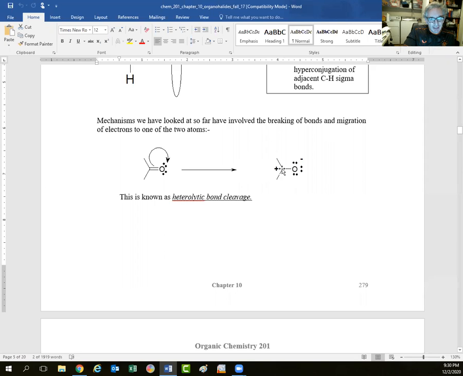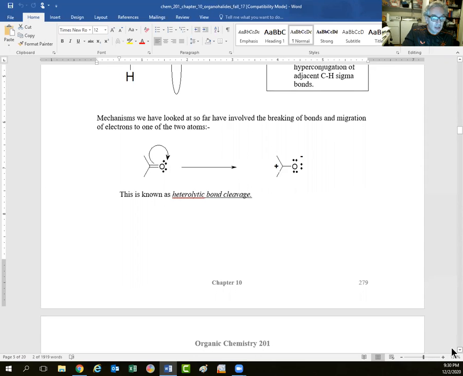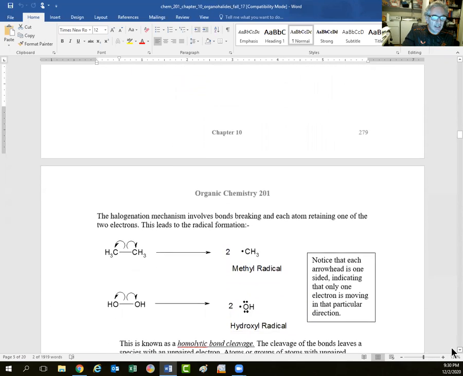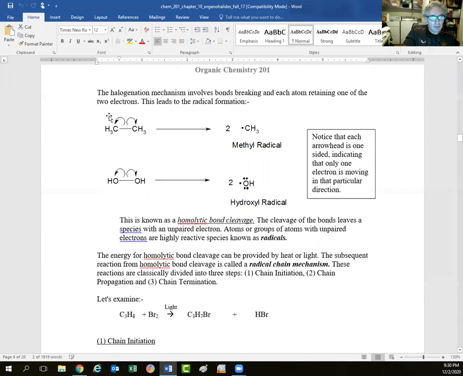So usually we get these anions and cations, which lead to nucleophiles and electrophiles. But we're not seeing that in this chapter, because we're talking about non-polar chemical bonds breaking, like carbon to carbon bonds or oxygen to oxygen bonds.